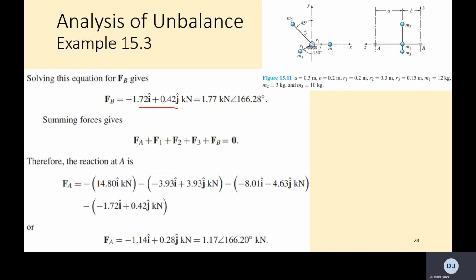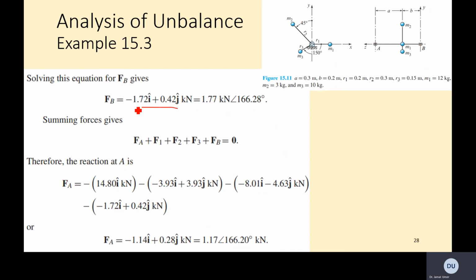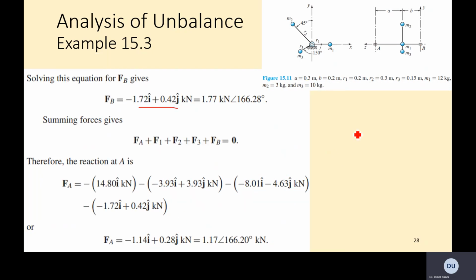Yeah, in fact the magnitudes are divisible. For example, you divide 0.2 by 0.5, so you will have 1.72, and because it's negative, there must be something you remember when you take cross products of vectors.